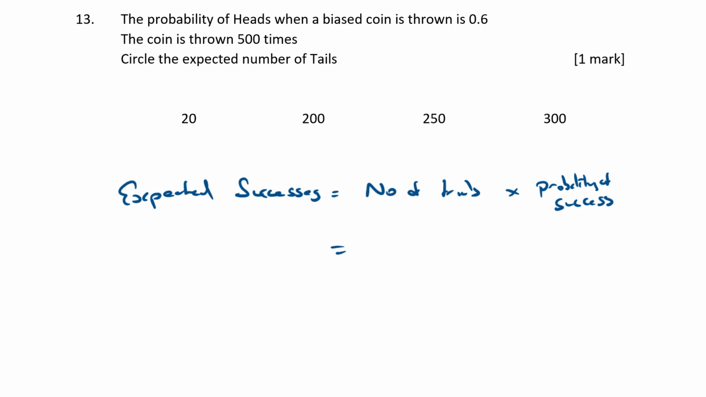In this case, I'm chucking it 500 times, and the probability of it landing on heads is 0.6. So multiplying those together, 500 times 0.6 comes out to be 300. So I would expect it to land on heads 300 times. Cheeky examiners. Circle the expected number of tails, so they've done a switcheroonie on us. If we're expecting 300 heads, then we're going to have 200 tails there.